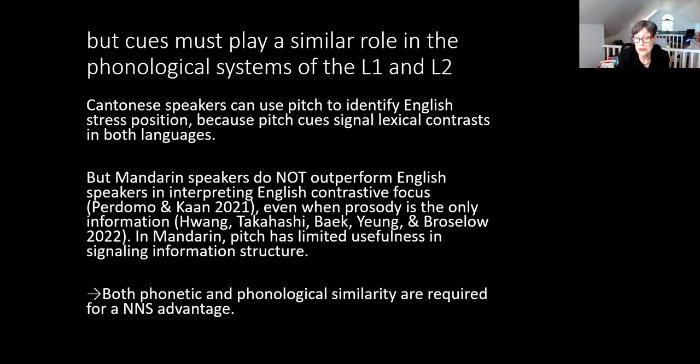Cantonese speakers can use pitch to identify English stress position because pitch cues signal something similar in both languages. Stress is a lexical level phenomenon used in English to signal lexical contrasts. In Cantonese, of course, pitch is also used to signal lexical contrasts. But the way pitch is used in Mandarin is quite different from the way it's used in English. In English, we use pitch to signal information structure like focus. In Mandarin, you're limited in the extent to which you can use pitch to signal focus because you have to maintain the lexical pitch contrasts. And so there's no nice one-to-one mapping between pitch contours and focus.